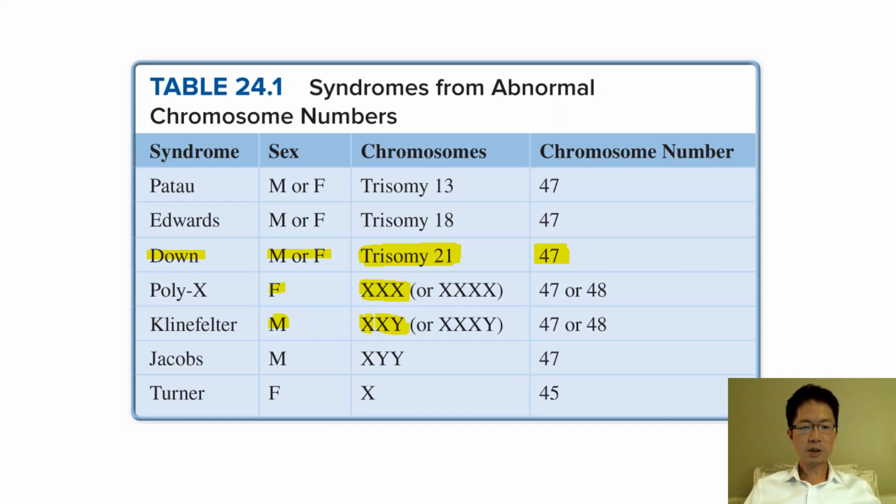For Jacobs syndrome, it also occurs in males. They have an extra Y chromosome. They are pretty much normal males, except that they may have acne problems on the face and on the body. It doesn't affect their reproduction. It doesn't affect their physical body, except maybe with excess acne.